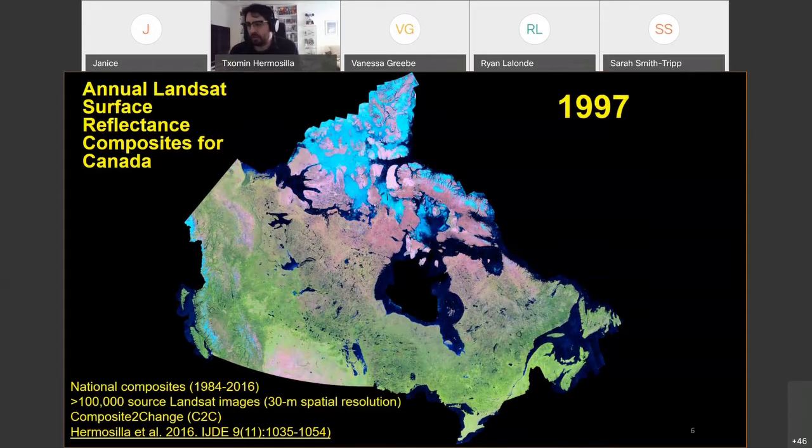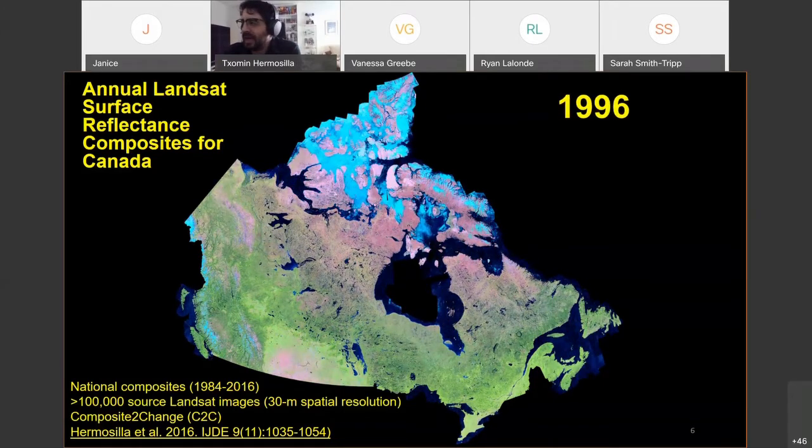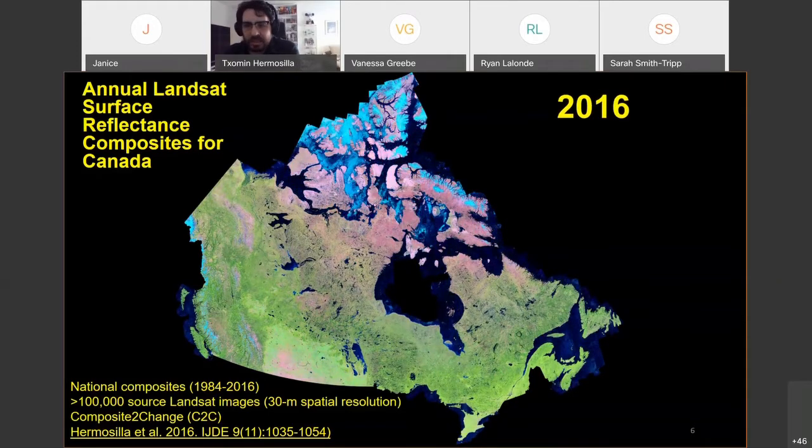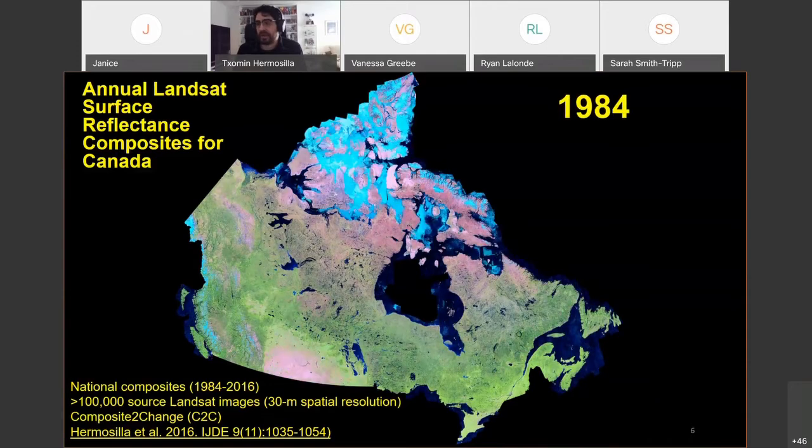We are going to work soon with 2020. To create these composites, in the era of Google Maps, these images might not be too impressive, but we need to think that every single pixel of this image has 30 meters, and every single pixel contains surface reflectance information, which is a physical value that you can link with the quality and the condition of the vegetation.